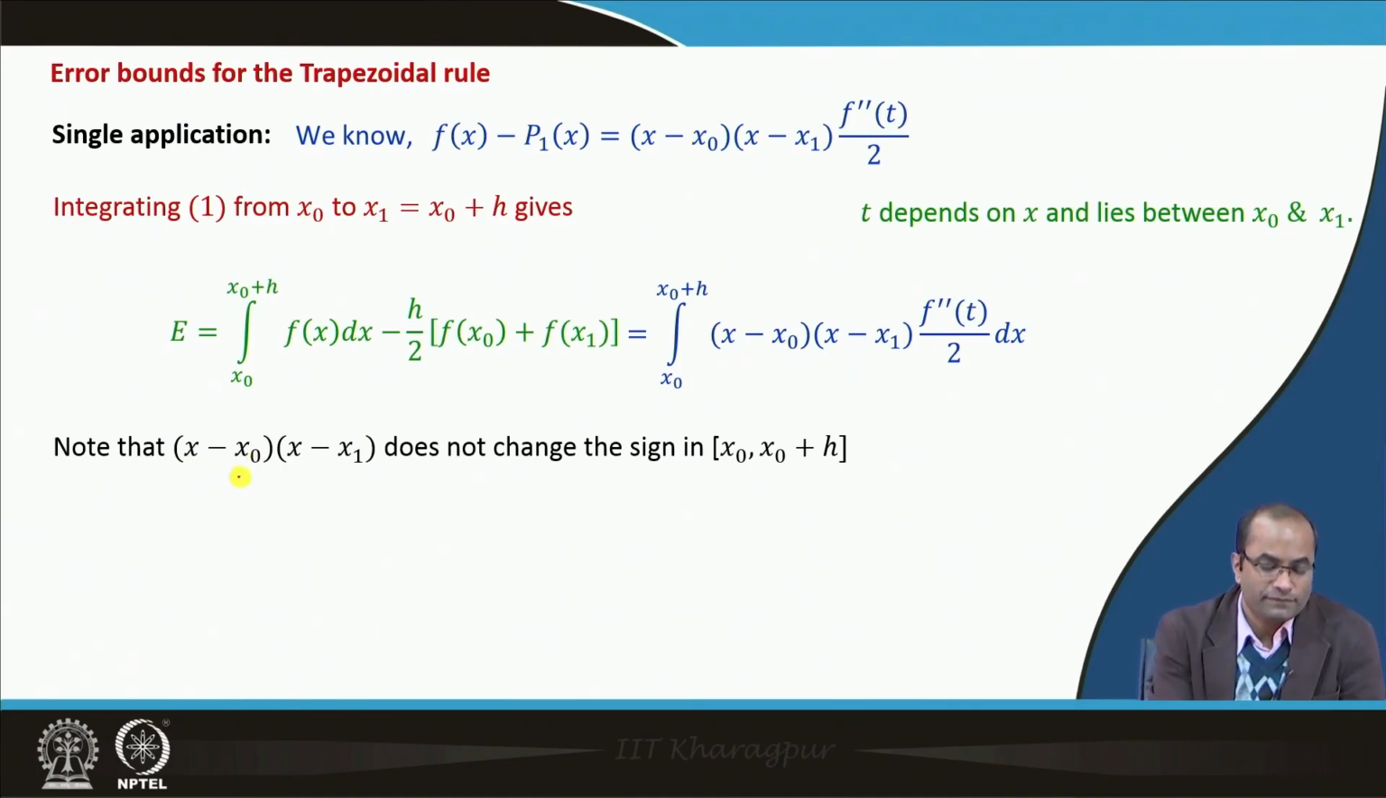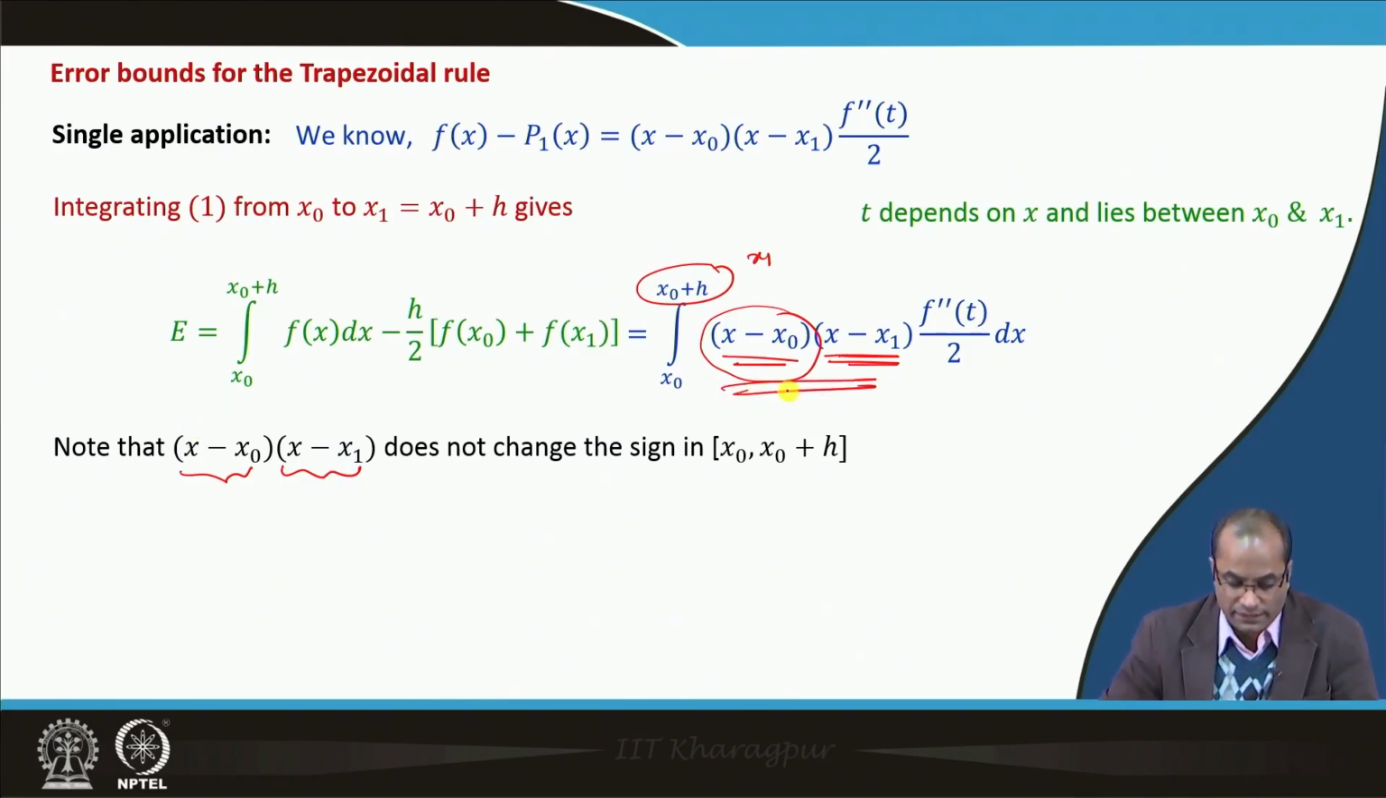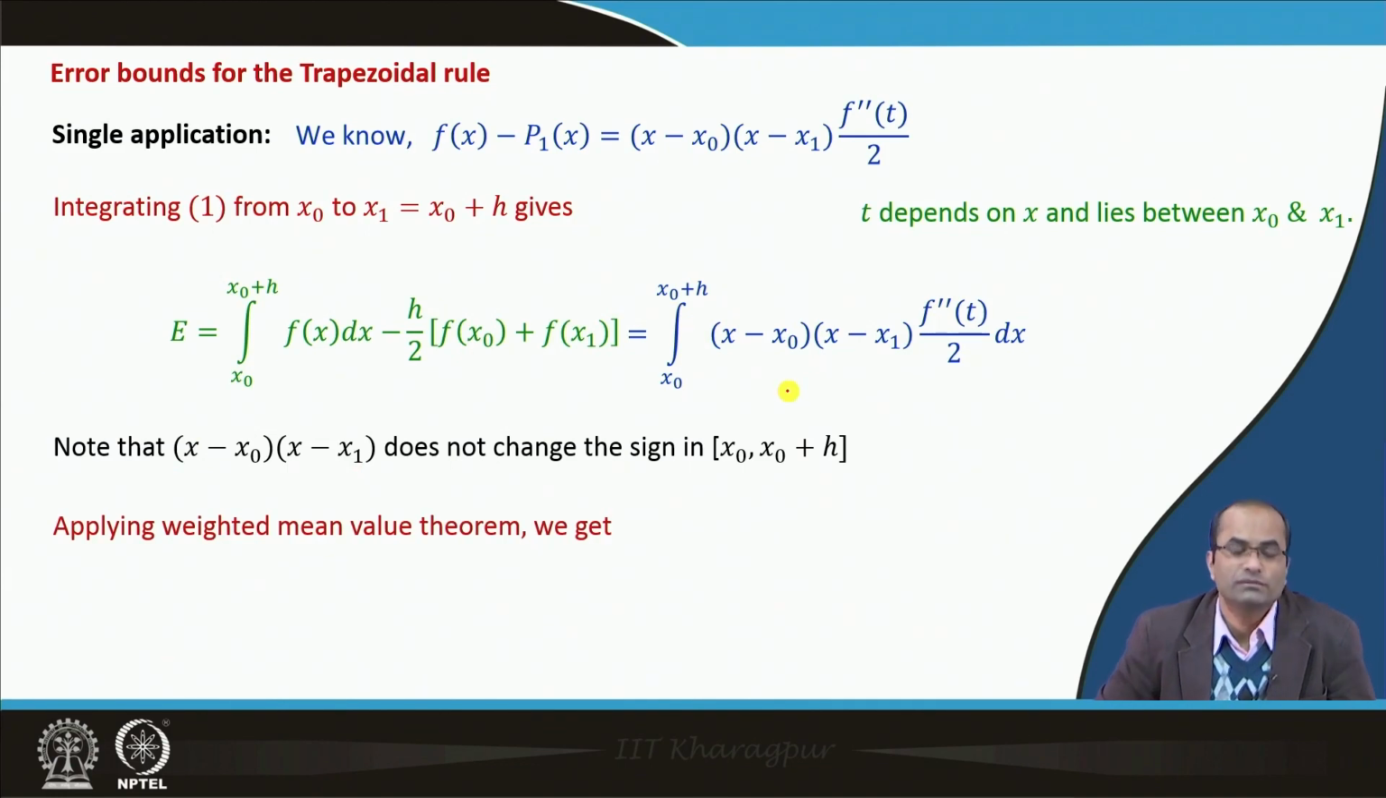Having this integral, now we can just notice that we have x minus x naught and here we have x minus x 1. So, this is always positive and this is always negative, because x naught plus h is nothing but x 1. We are talking about a single interval. So, this does not change sign, and we can use the weighted mean value theorem, which we have just discussed before.